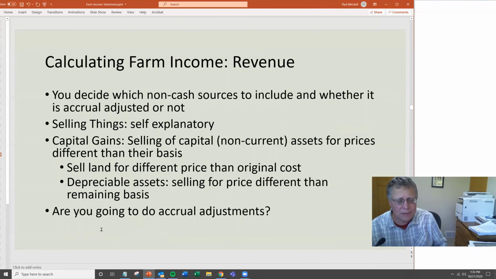The big question, though, is revenue. It's your income statement. You decide which non-cash sources of revenue to include and whether it's accrual adjusted or not. That's your decision. Selling things is self-explanatory. I'll let you deal with how you want to treat selling capital or non-current assets for prices different than their basis. Can you treat that as revenue or not? Are you going to do accrual adjustments? That's your business, but you at least understand the principles. And if you're hiring somebody, you can have them do it the way you want, or take what you have and make adjustments for these kinds of non-cash revenues.